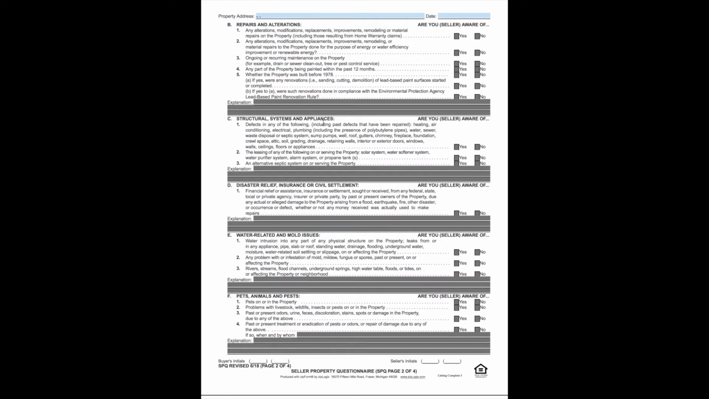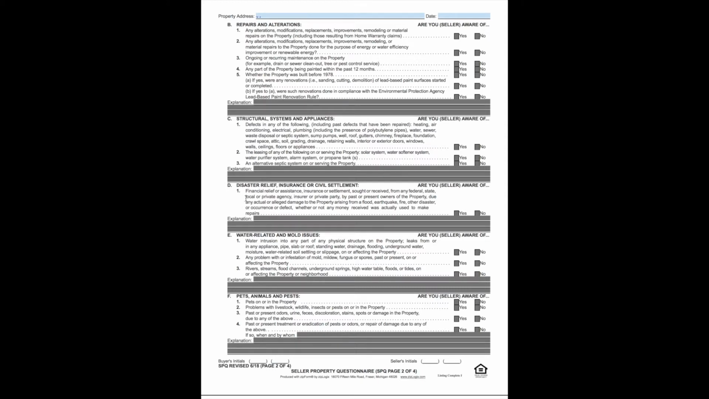Structural items and appliances. These are talking about any specific defects that you're aware of, past or present, including ones that have been repaired. So anything you can think of in water, sewer, waste disposal, septic, sump pumps, roof, gutters, chimneys, anything that is listed here. If it's a yes, again, a brief explanation right down here. Number 2 is the leasing of any of the things on the property, like solar systems, water softeners. If anything's leased, again, listed out here.